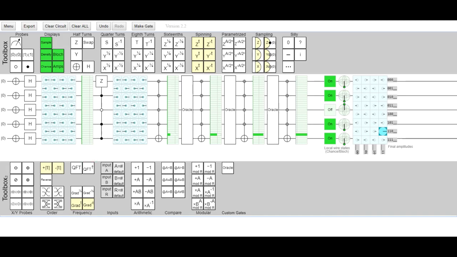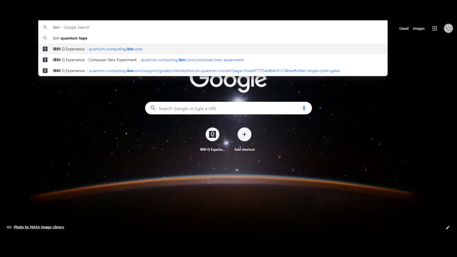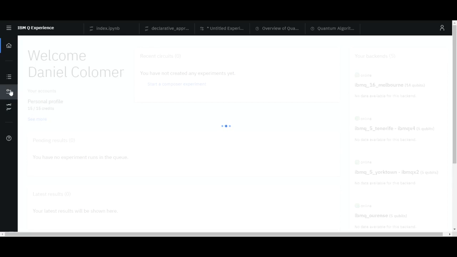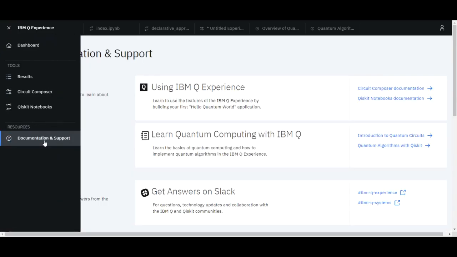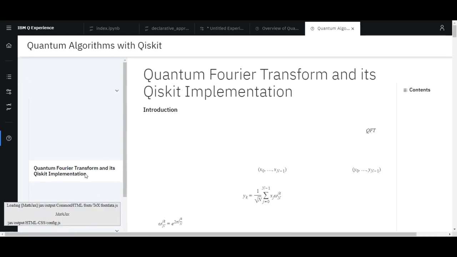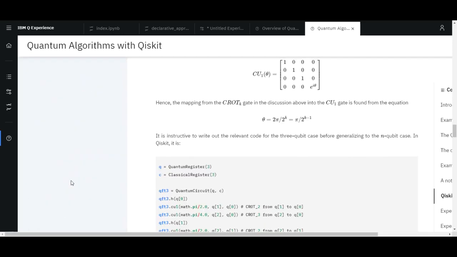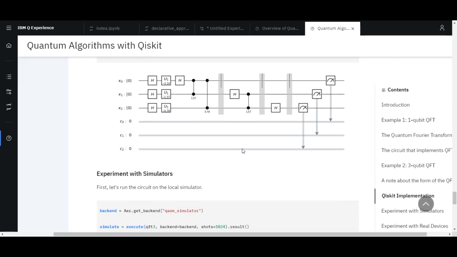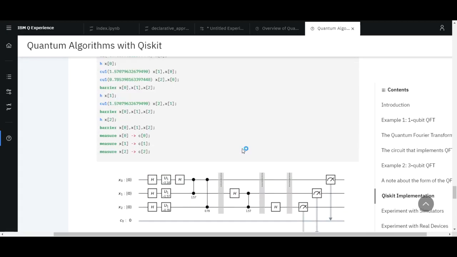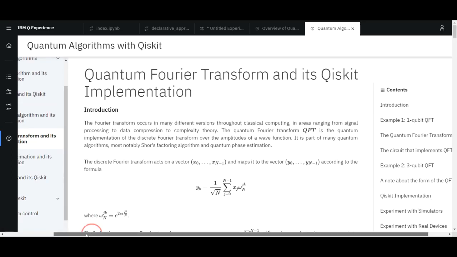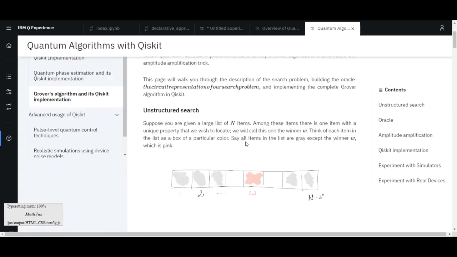But in the IBM Q experience, how was that set up there? Because that's the one I did. So if I go to the documentation, introduction to quantum algorithms, and I go to Grover's algorithm. Because that's not Grover's algorithm, that's a QFT. Grover's algorithm, exactly.